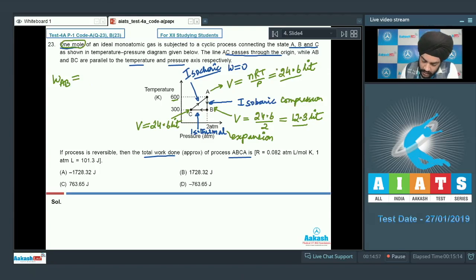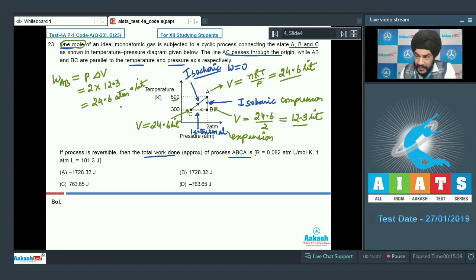We had already seen before, it will be given by P into delta V. So the value of pressure is kept constant. It is equal to 2 atmosphere into delta V. The volume initially was 24.6, now it is 12.3. So there is a difference in volume of 12.3 liters, which comes out to be equal to 24.6 atmosphere liters.